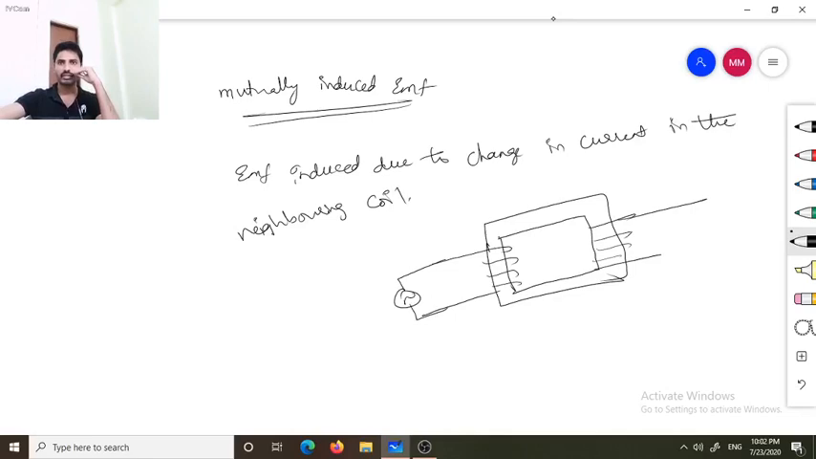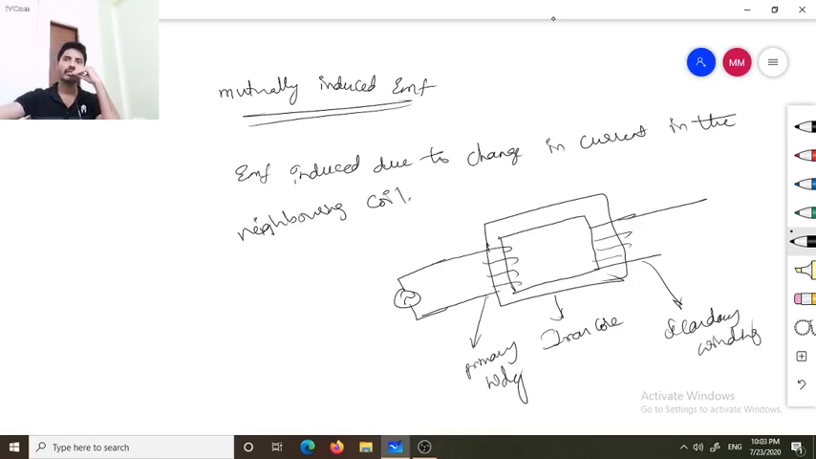The transformer consists of a core, called the iron core. The iron core has two limbs: this is the first limb and this is the second limb. On the limbs we are winding the windings. This is the primary winding and this is the secondary winding. The winding which is connected to the load is called the secondary winding. The winding which is connected to the source is called the primary winding.